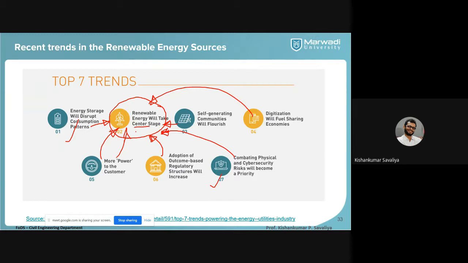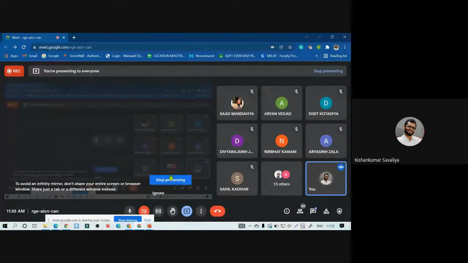You can add more, okay, based on your information and your knowledge. But these are the common 7 trends, right? Have you understood now? Any doubt?